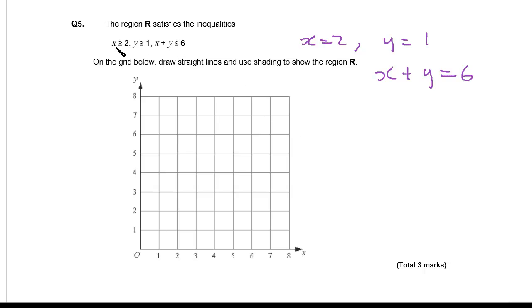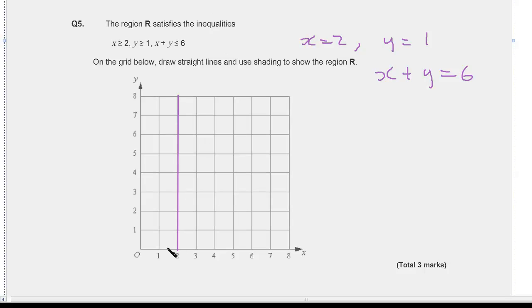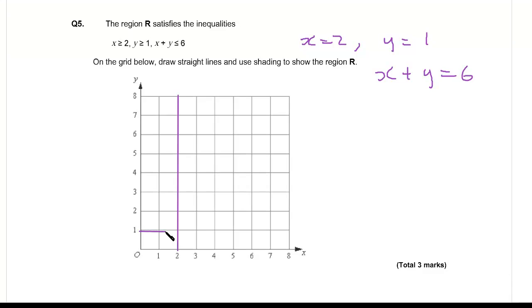So x is equal to 2. Where is x equal to 2? Well, it's equal to 2 all the way along here. So we draw a line all the way along here. So let's just put that line in. And then we've got y is greater than or equal to 1. Well, y equals 1 here. So we're going to put a line in just there.